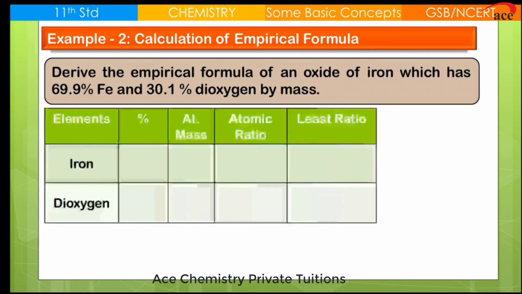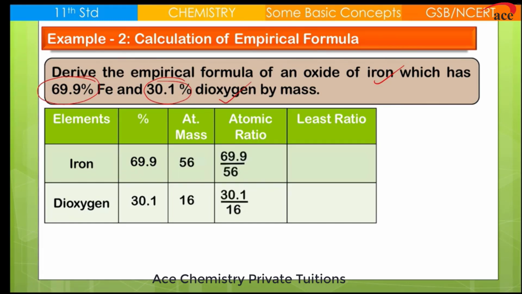We'll check. Derive the empirical formula of an oxide like this. So what we do? We take iron and we take oxygen. We add the percentages. Is it giving 100? Oh, yes, it is giving 100. That means no other element is present. Then atomic mass of iron 56, oxygen 16. What next? Take the atomic ratio. Although it is called dioxygen, remember it is oxygen only for us. Although they have given us dioxygen, remember that we discuss it as the element oxygen.